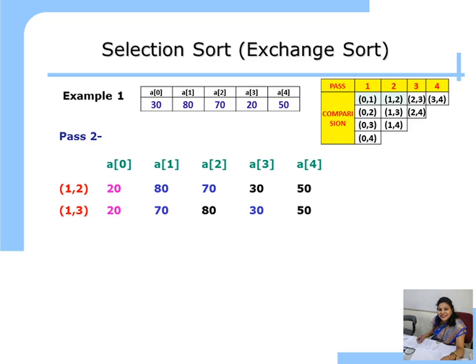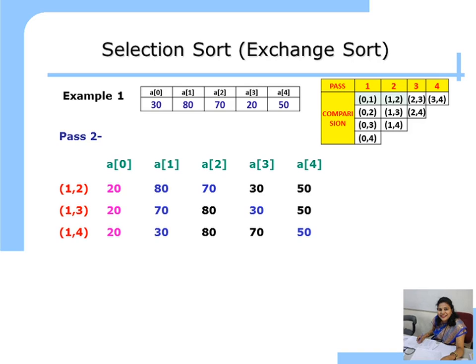Now on this, let us do the next comparison, that is between the first and third location. What is present at the first location? 70. What is present at the third location? 30. Is the first location element greater than the third location element? Is 70 greater than 30? Yes. So we are going to swap the positions of 70 and 30. After this we will get 20, 30, 80, 70 and 50. I repeat: 20, 30, 80, 70 and 50.